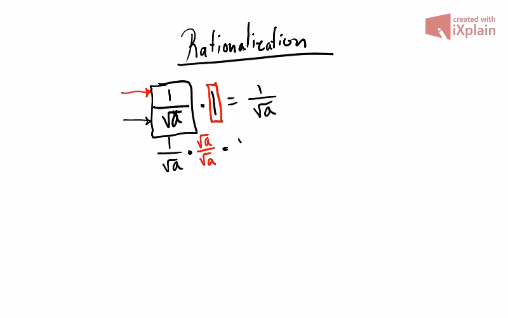But instead now it's going to be the square root of a divided by the square root of a squared. If you simplify it, you're going to get the square root of a divided by a. And so essentially what happens is you take out the radical expression in the denominator and rewrite it in the form of this right here. And this is the process of rationalization.